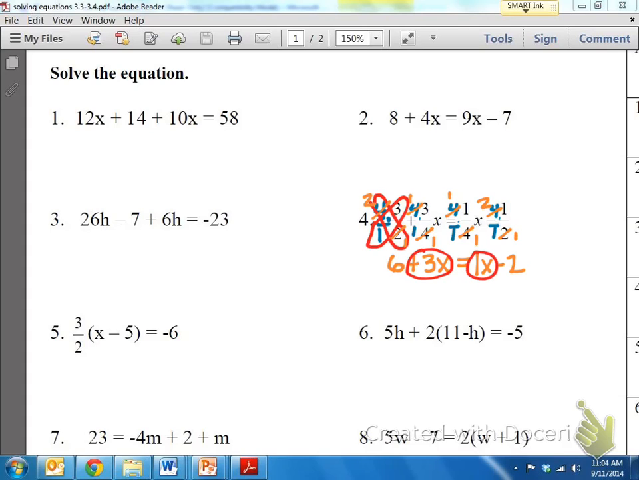So I know that 3x and 1x are like terms. I know 6 and negative 2 are like terms. Remember, I always like moving my variables to the left. So I'm going to move 1x from the right side to the left side. And if I'm crossing the equal sign, I need to do the opposite. So I need to subtract 1x from both sides. And then the 1x is canceled. And I'm left with 6 plus 2x equals negative 2.